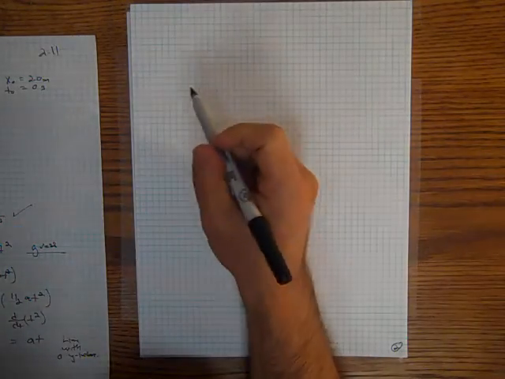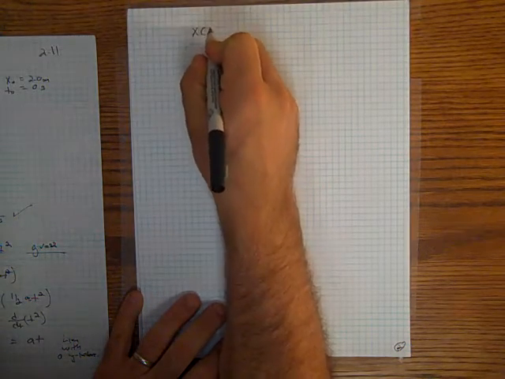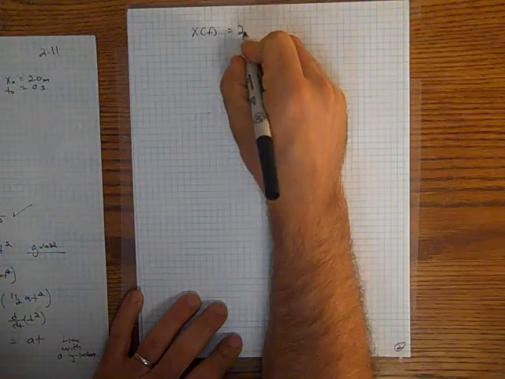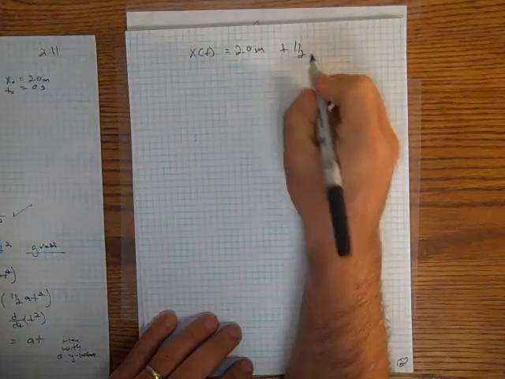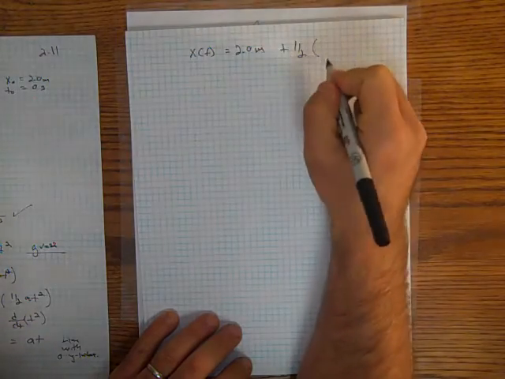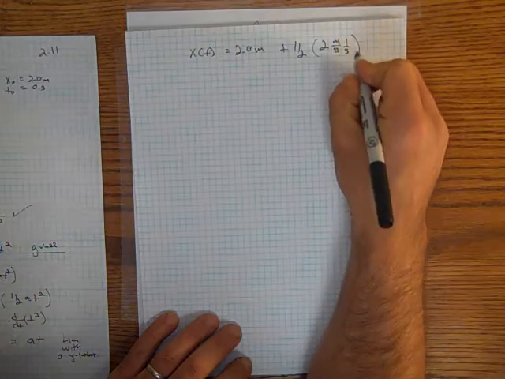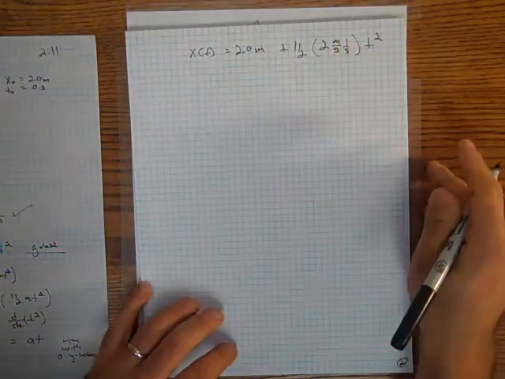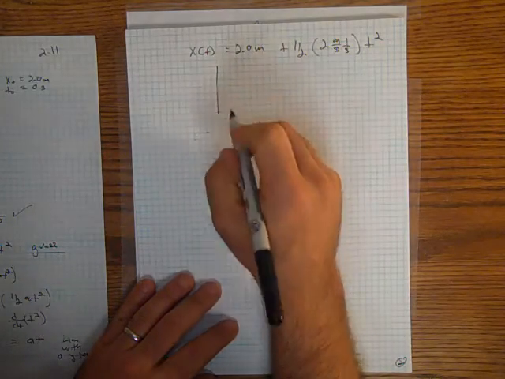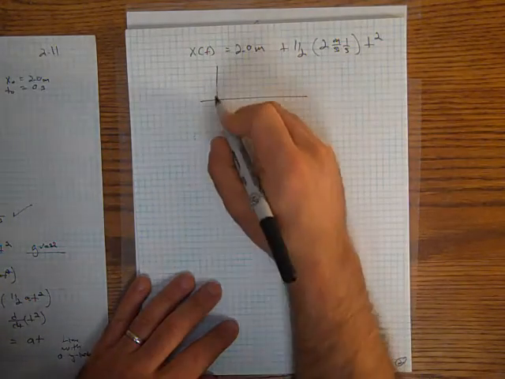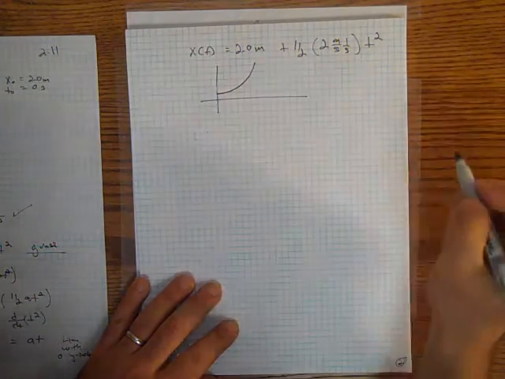Carrying on with this, we know what the acceleration is, which means the expression is going to be where I start, 2.0 meters, plus 1/2 times the acceleration, which is 2 meters per second squared, times t squared. And that's actually all that I need. Now, what does this thing look like? Well, I'll try to draw it out here. It looks kind of like that. It's a parabola.